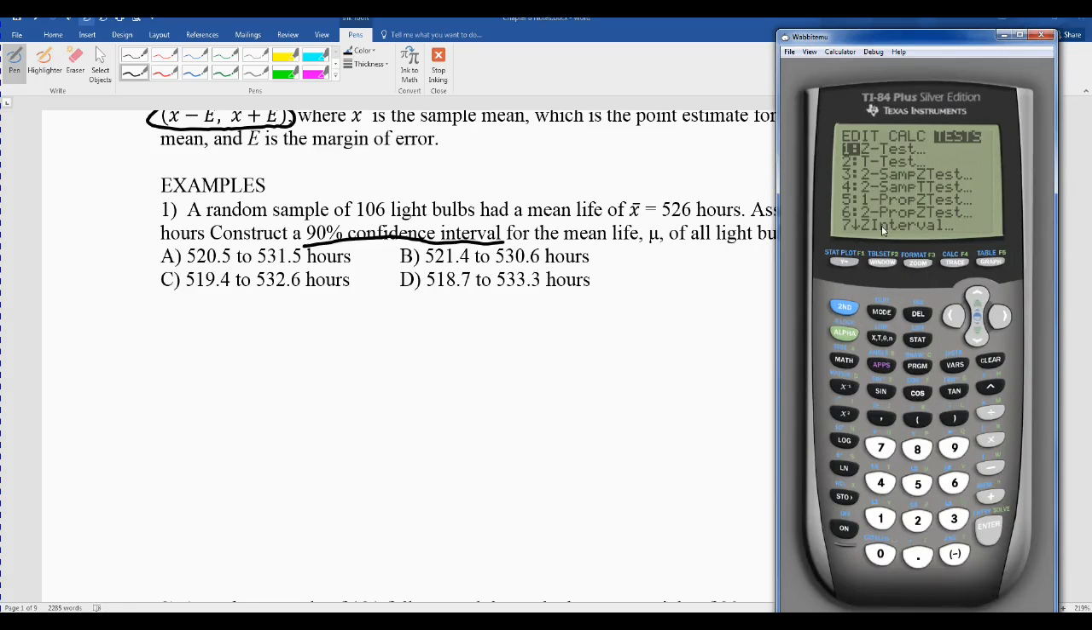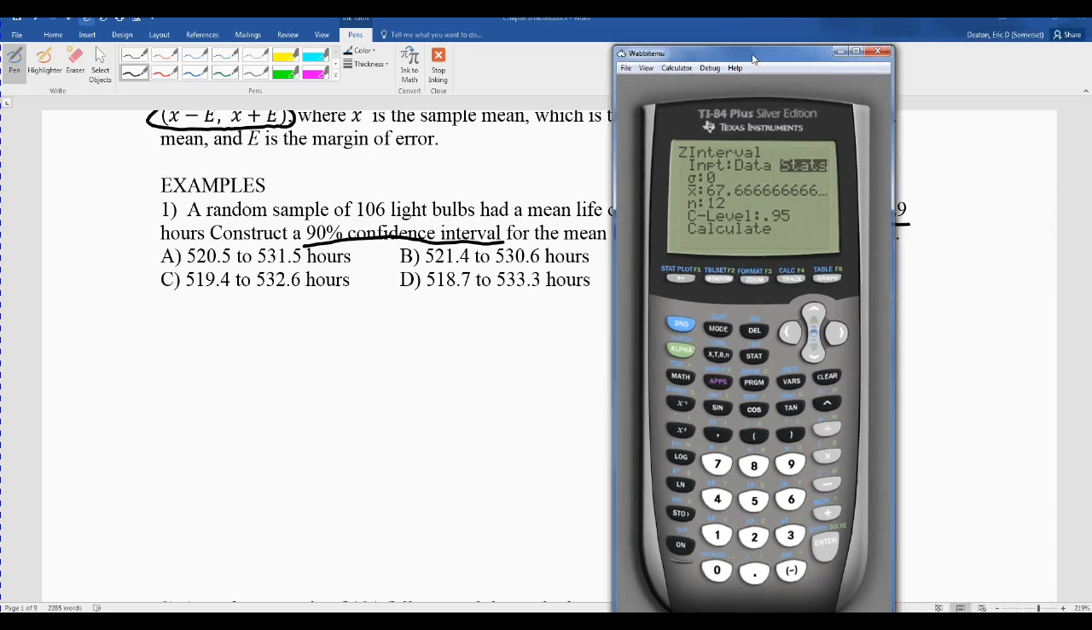So I'm going to click on 7 for the z interval, and you'll see that we have all kinds of things that we need. So I'm going to hit enter for stats. Now yours may not have all this information, but it probably does. So let's see if we can find out all of these.